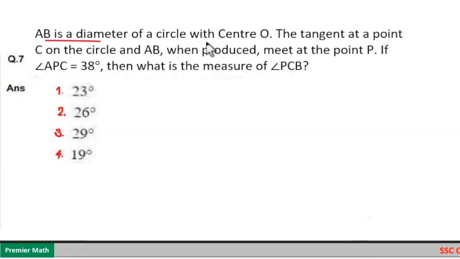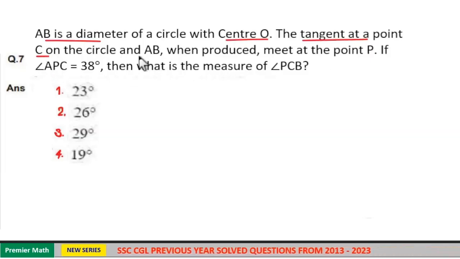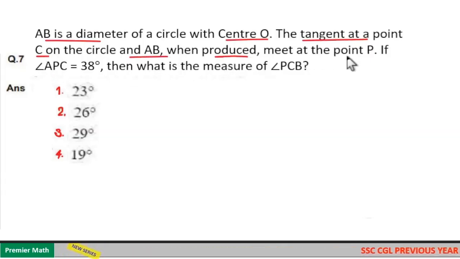AB is the diameter of a circle with center O. The tangent at point C on the circle and AB when produced meet at the point P. If angle APC is 38 degree, then what is the measure of angle PCB?